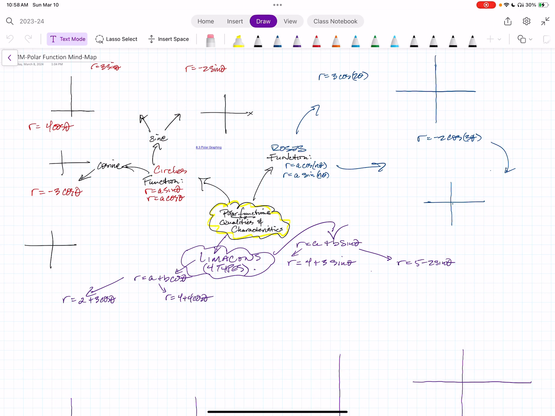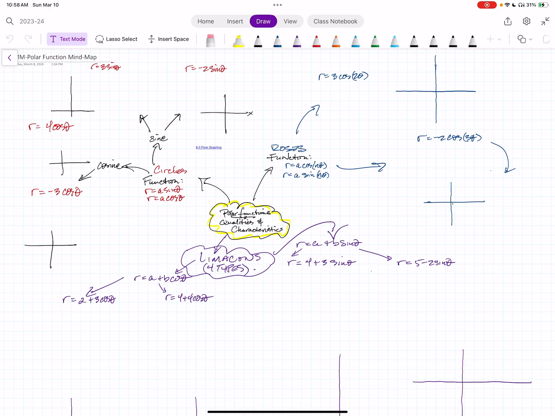So what you need to do first is get this mind map from Canvas if you haven't done so already, or you can just freehand it and do it on your own, depending on where you're at. The whole goal is to be able to graph a polar function and determine its characteristics without Desmos. All right, so let's get right into it.